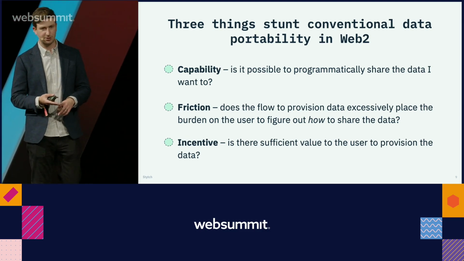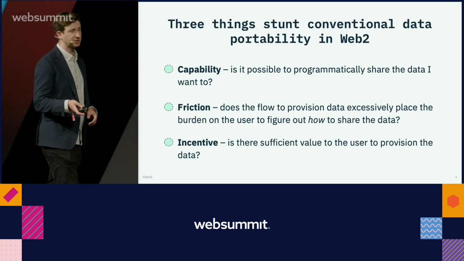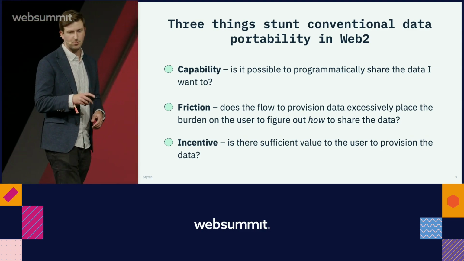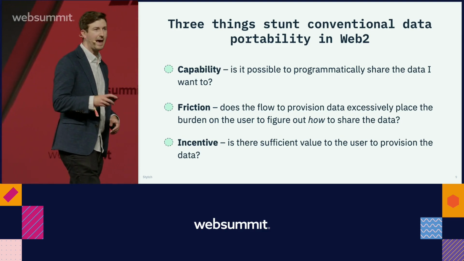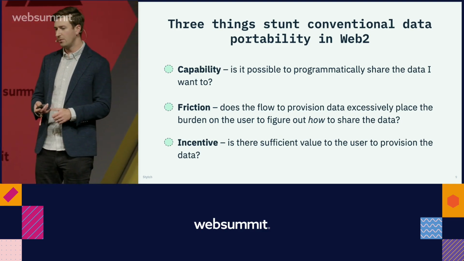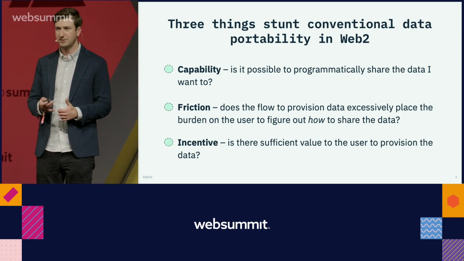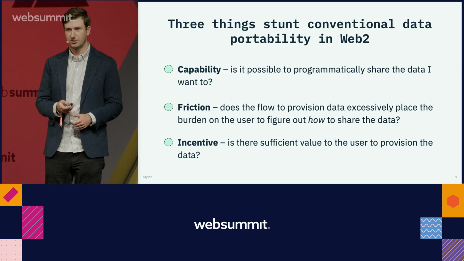The second is friction. Does the flow to provision the data excessively place the burden on the consumer to figure out how to share that data? And the final one is incentive. Is there actually sufficient value on the other side for the user to provision that data?